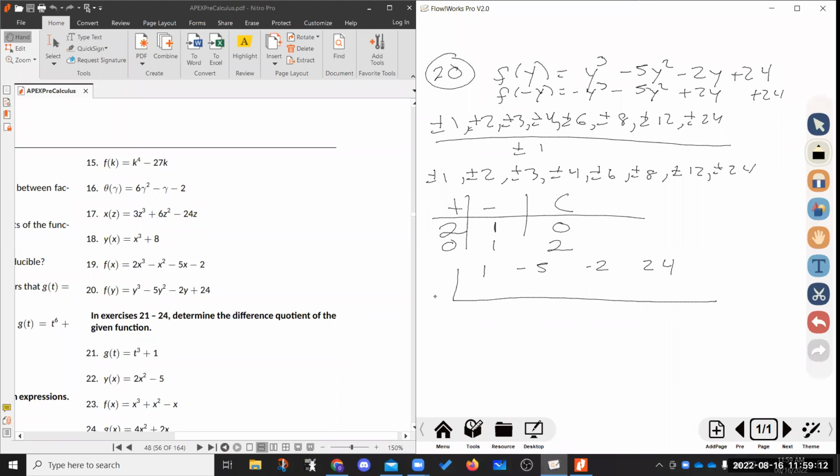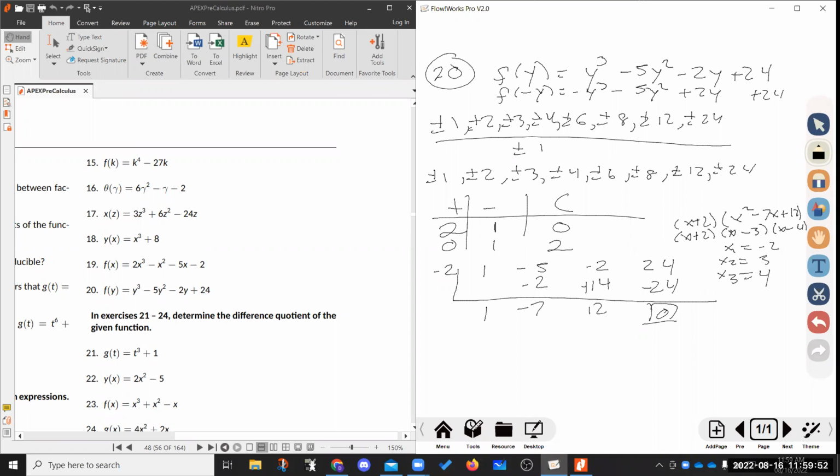-1 doesn't seem like it's going to work. I just tested it in my head. -2 does seem like it's going to work to me. So this is going to factor into x plus 2 times x squared minus 7x plus 12. Factors of 12 that add up to be 7 are going to be 3 and 4. So my factors are -2, +3, and +4 my zeros.